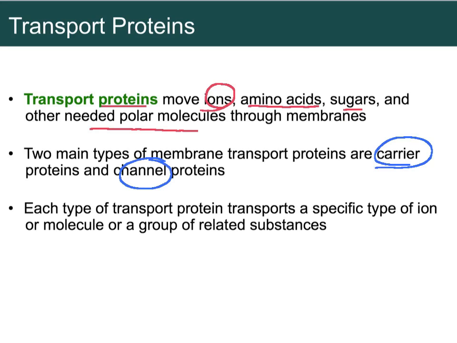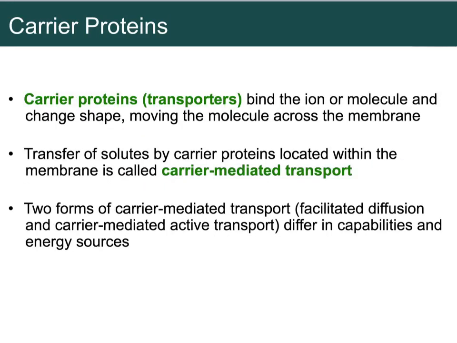Each type of transport protein transports a specific type of molecule. There are very few that just let everybody come in. It's usually a specific thing that it allows through. Carrier proteins are the ones that bind the ion or molecule, and then they change shape to move it across the membrane.